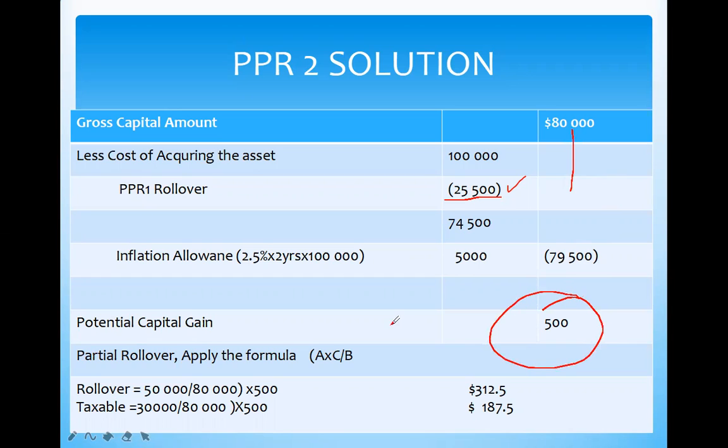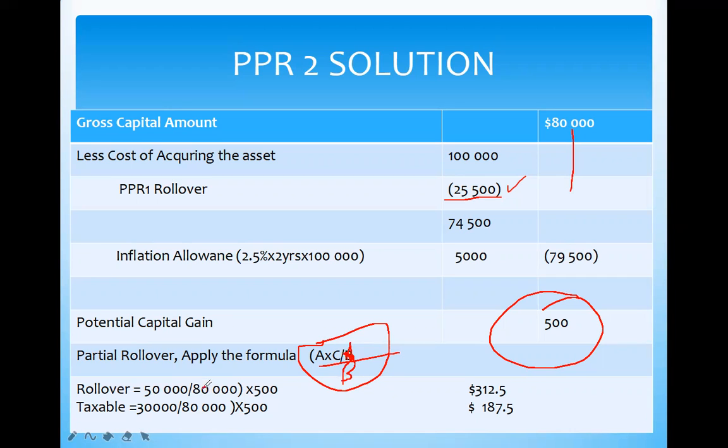$500. Then for this partial rollover, we are expected to use this formula. If you book your lectures, I can actually explain this to you. But we say A times C, all over, or divided by B. So we can erase this section, and we say everything, we divide this by B, as it was before.